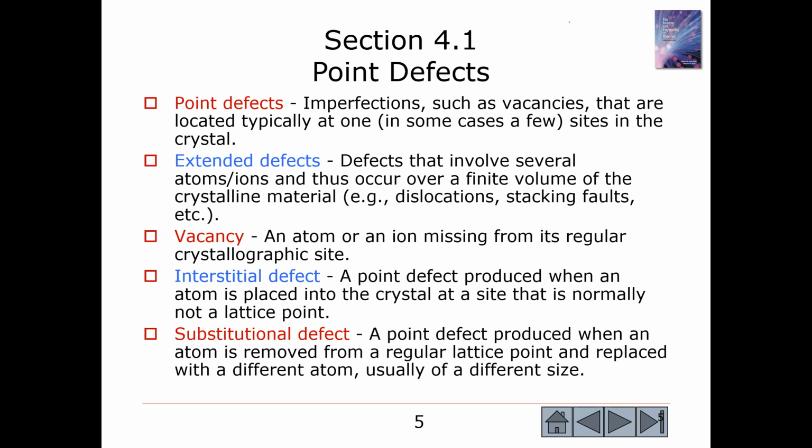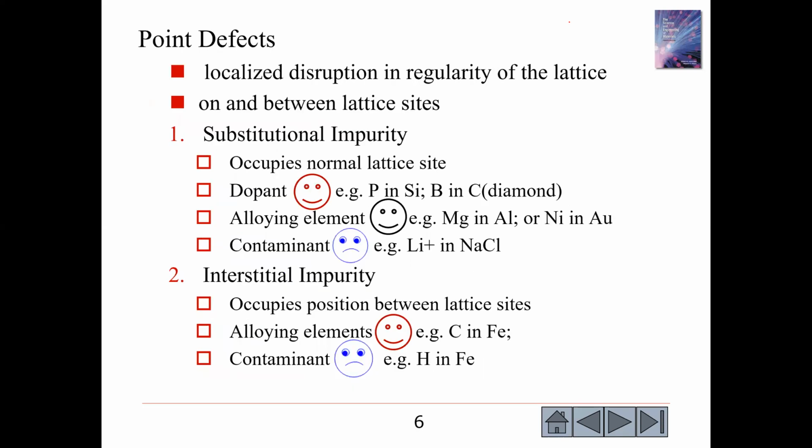So a vacancy is actually the absence of an atom. When an atom is missing from its lattice site, we call it a vacancy. An interstitial defect is when the empty space between two atoms is filled by another atom, so we call it interstitial. Substitutional means that the atom at a lattice point has been replaced by another atom, so we call it substitutional.